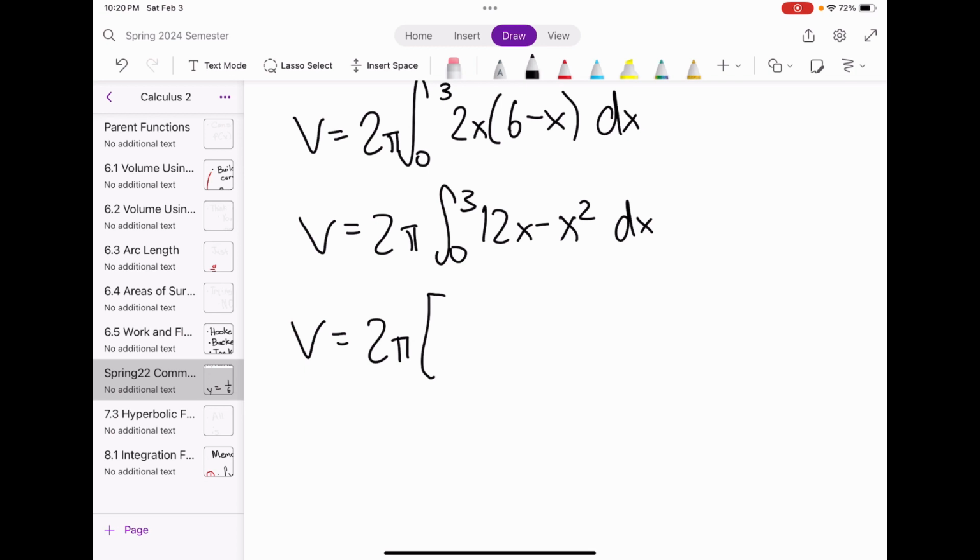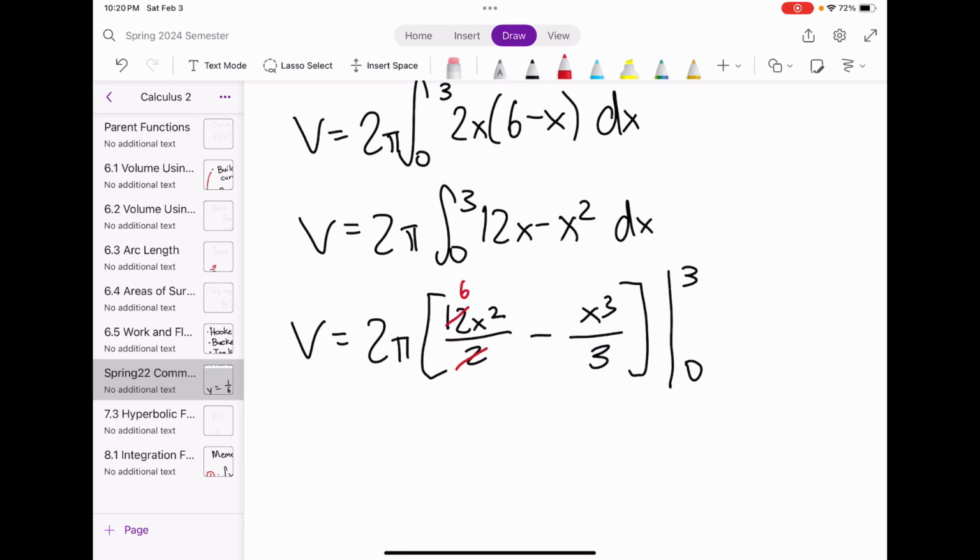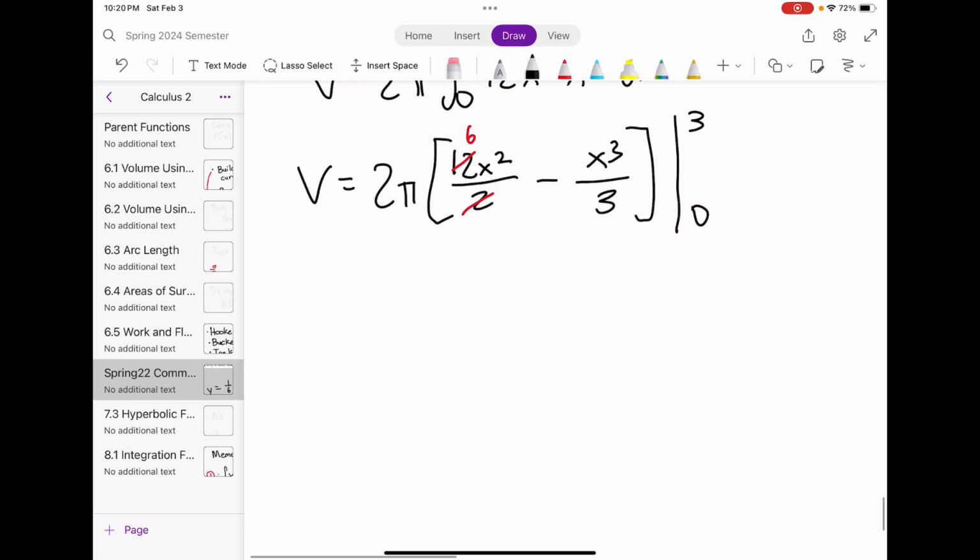2 pi stays outside. We got 12x squared over 2 minus x cubed over 3, evaluated between 0 and 3. That's going to cancel out. That's going to become 6. So v is equal to 2 pi. And so if you plug in 0, it's going to be 0. So we don't even need to worry about that. Let's do 6 times 3 squared minus 3 cubed actually, 3 cubed over 3.